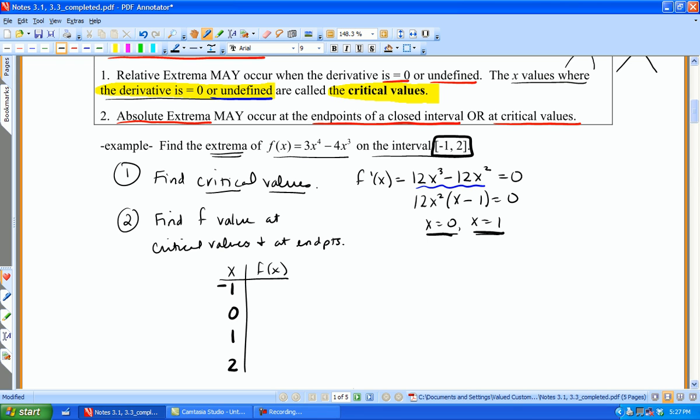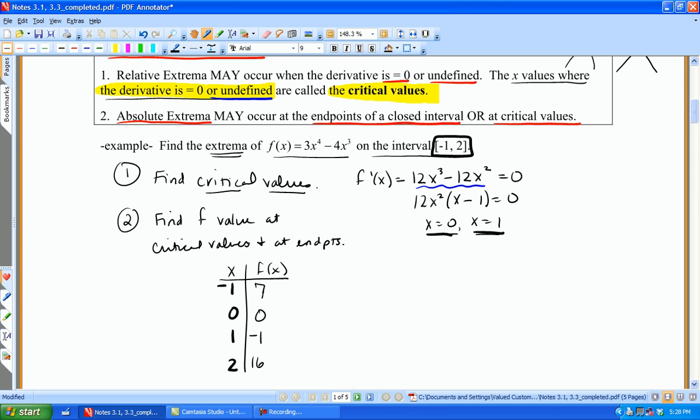So these are the critical values, and the -1 and the 2 are the endpoints of the interval. Now I'm going to find the f of x value for each of those. So if I plug -1 into the original function and find the y value, I believe I get 7. Take a moment to pause the video and complete the rest of this table with the y values.